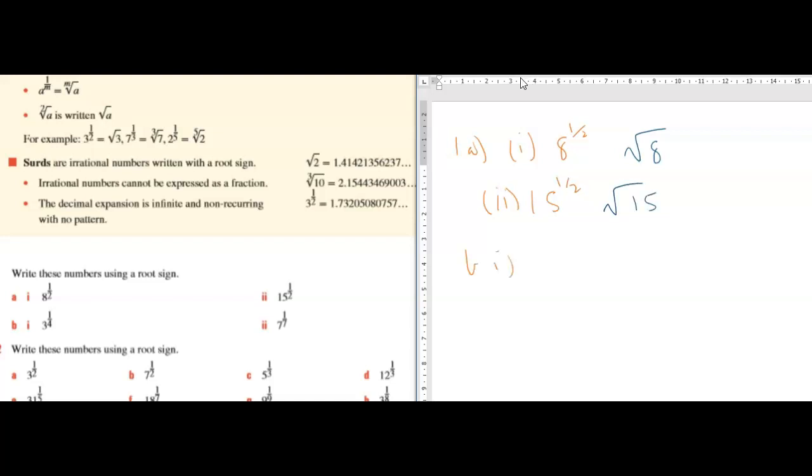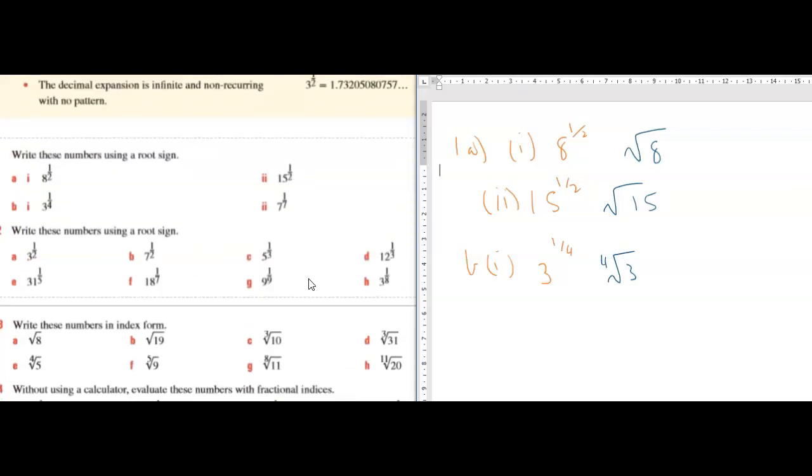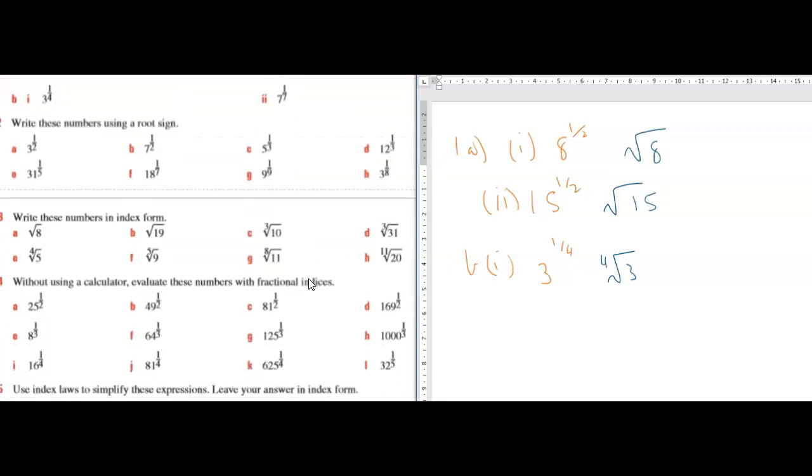B, so 3 to the power of a quarter is the same as the 4th root of 3. Okay, so question A is very similar to question B. I'm not going to do, sorry, not B. Question 1 is very similar to question 2. Okay, so you're just using those square roots.